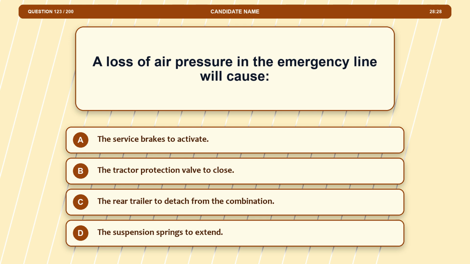Question 123. A loss of air pressure in the emergency line will cause option A. The service brakes to activate. Option B. The tractor protection valve to close. Option C. The rear trailer to detach from the combination. Option D. The suspension springs to extend.